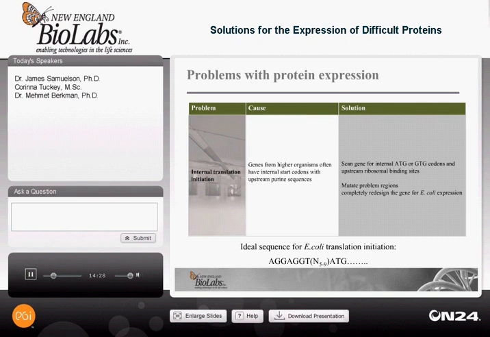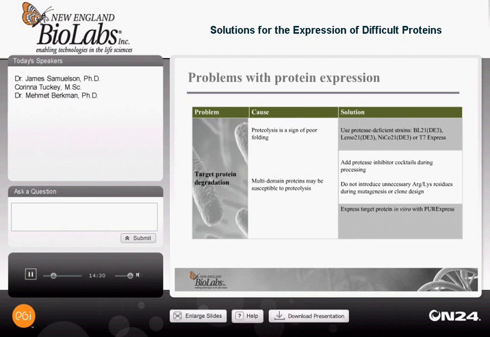And if you find that it's clear that the target is being degraded by proteases, be certain to use one of the protease-deficient strains as the host. These are BL21, LIMO21, NiCO21, or any of the T7 Express strains, which are also protease deficient, as they are B strains and they lack OmpT and Lon protease activity.